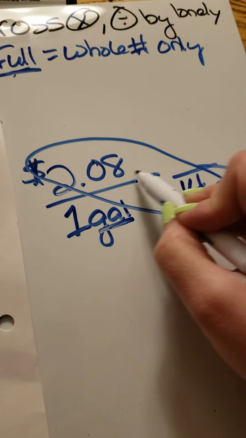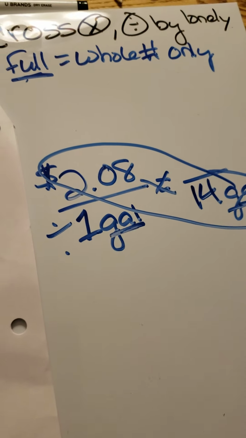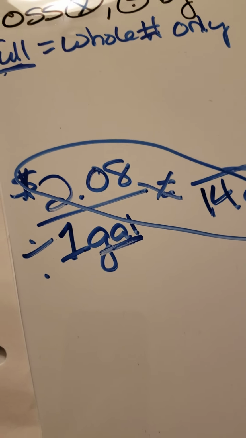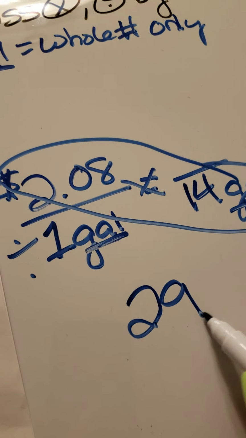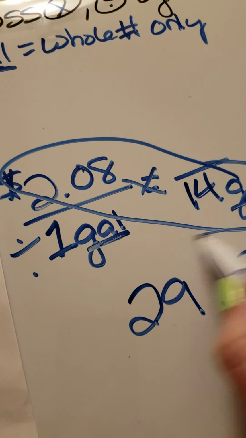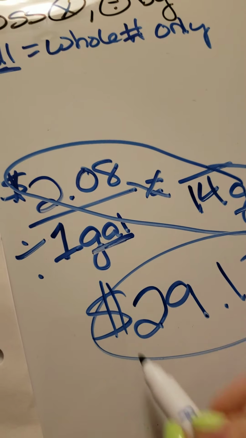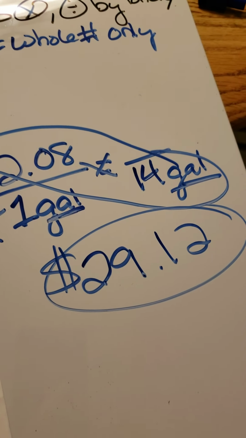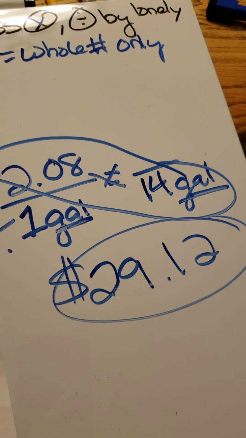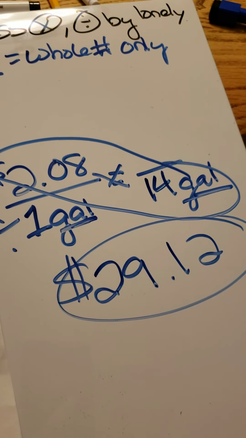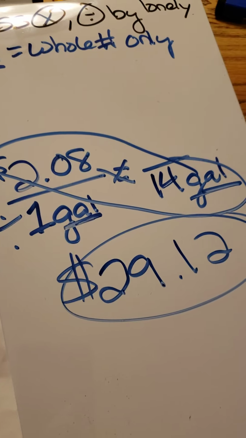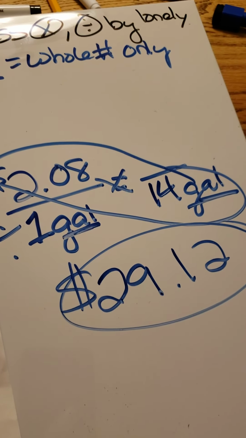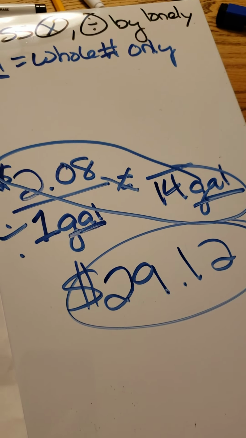Cross multiply and divide. Answer: 29.12. How much I paid for gas today, with some change. So again, set them up, words next to words, cross multiply, and divide.